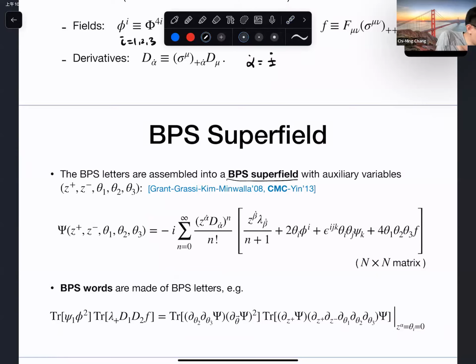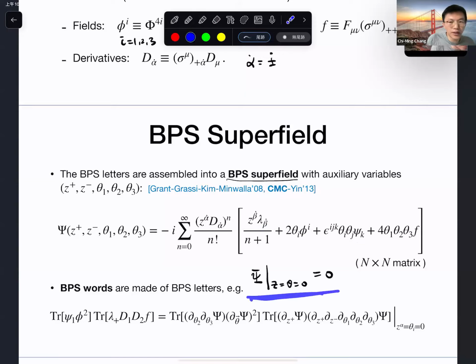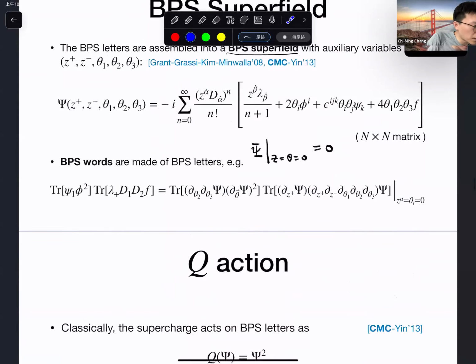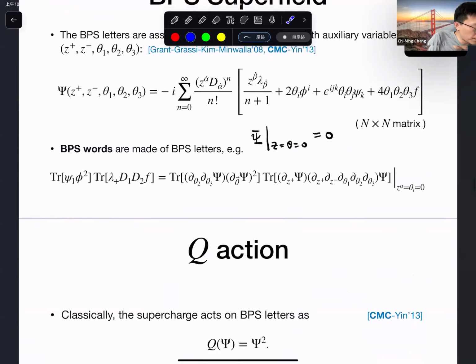And from this expression, there's one thing to notice: if we take the BPS superfield and set z equals theta equals 0, then that is 0, because every component, every one of these BPS letters, always comes with at least one z or one theta. And this condition will be important later on when we try to write down some BPS words, some cohomology classes.